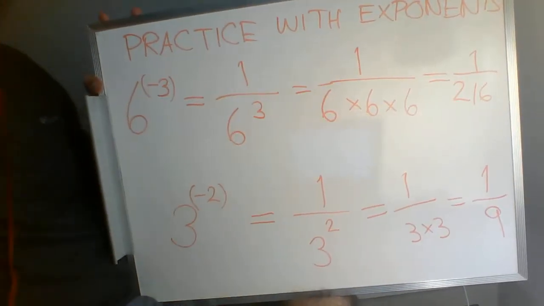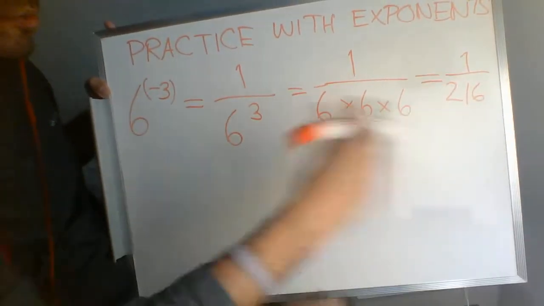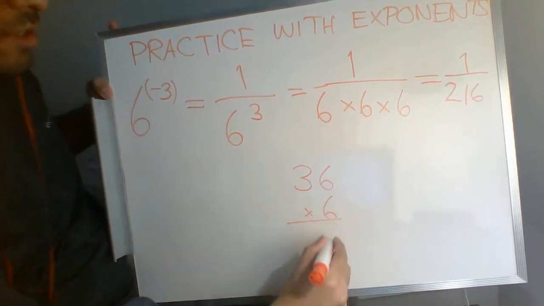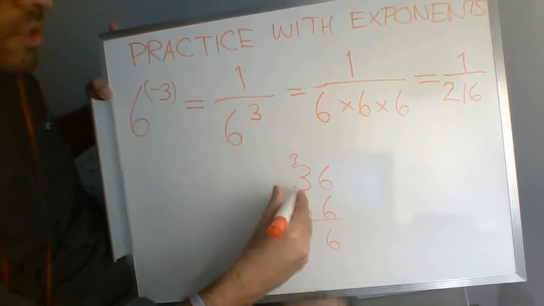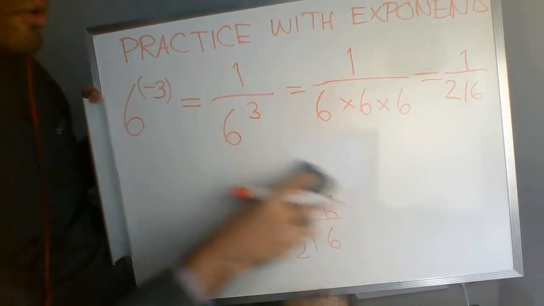We can always go ahead and check that as well. So we had 6 cubed. We know 6 times 6 is 36, and then to double check that, 6 times 6, that's 36. 6 times 3 is 18, plus 3 is 21. Yeah, 216 would be your denominator.